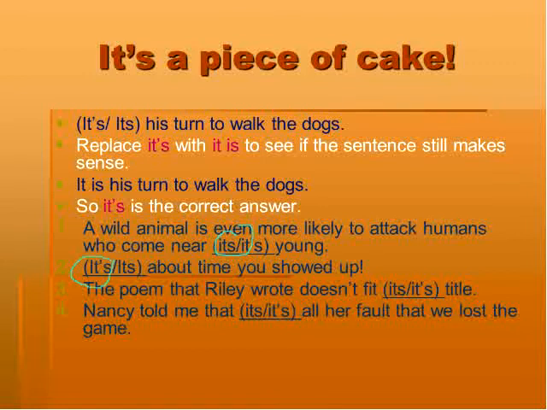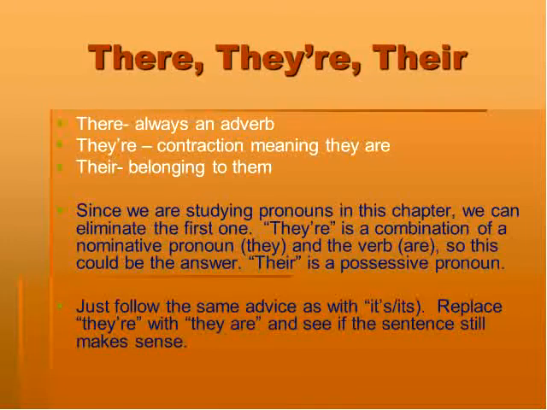Okay, number 3. First or second: the poem that Riley wrote doesn't fit its or it's title. The first one. Think of it that way. Okay? And the last one, Nancy told me that its or it's all her fault that we lost the game. It's with apostrophe. Contraction. You guys will do fine here. It's a piece of cake.